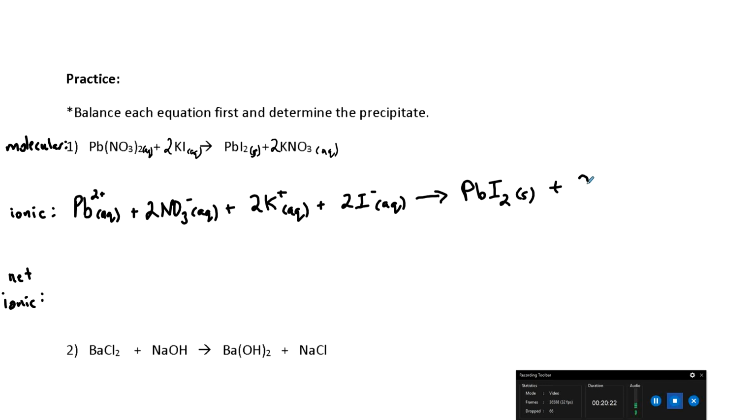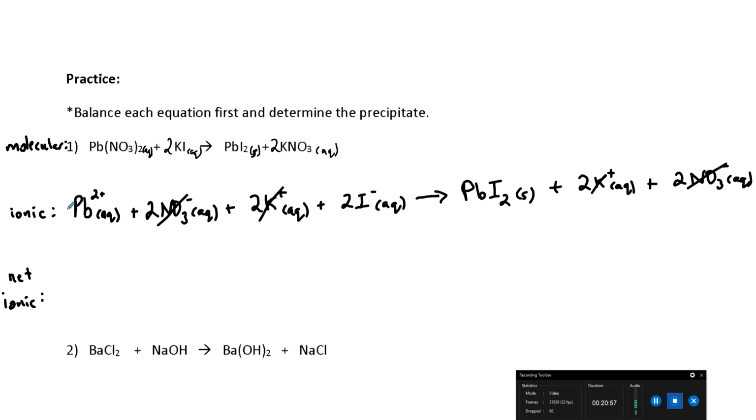because it won't break up, it won't dissociate. And I've got 2 potassium ions and 2 nitrate ions. Okay, so in order to get to my very final step, I need to cross out the spectator ions. So what appears identically on both sides? Well, nitrate and potassium. They were just dissociated and suspended in solution before the reaction and after.